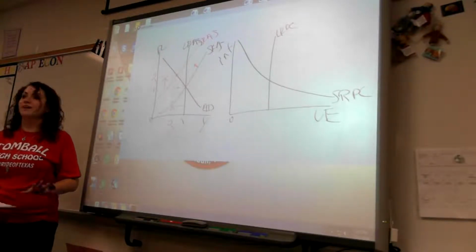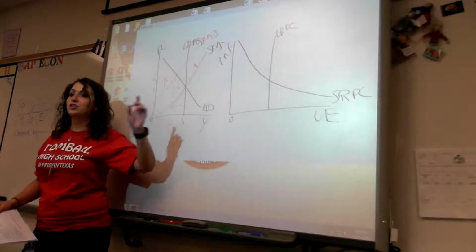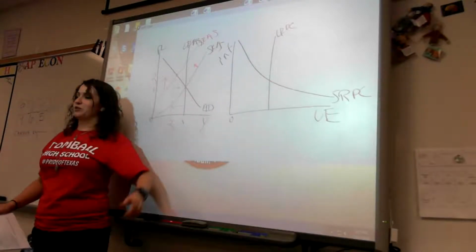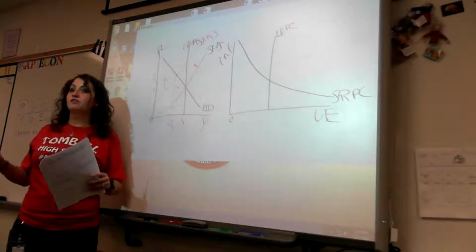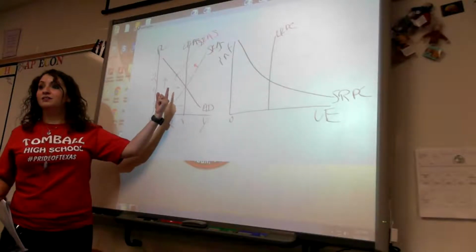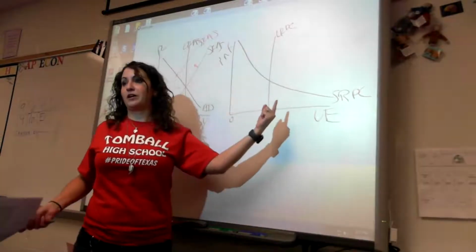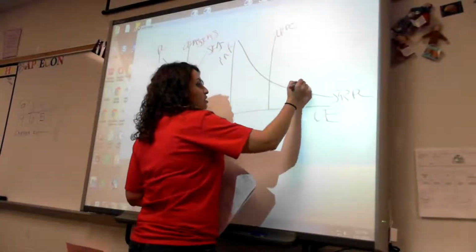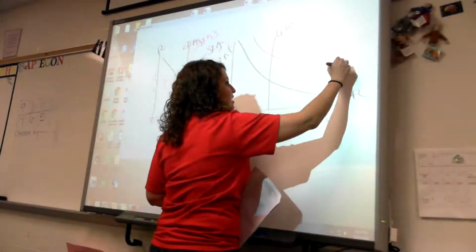Okay. What does stagflation look like on the Phillips curve? A shift to the right, because this one shifted to the left, and this is going to shift in the opposite direction, so it's got to shift to the right. And so the short run Phillips curve shifts to the right, like this.